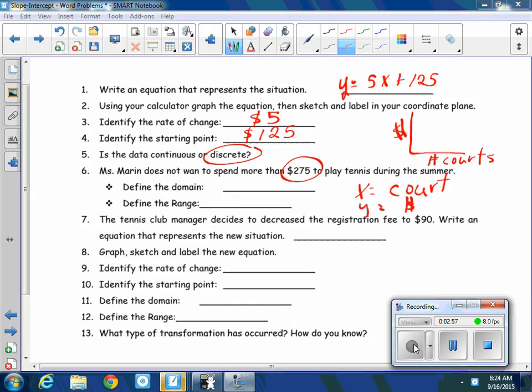X is the domain. How many times I use the court? From 0 to? No, it's not infinity. No. How many times? 30. How did you get that 30? Thank you very much. One person at a time because we're talking and I cannot understand.